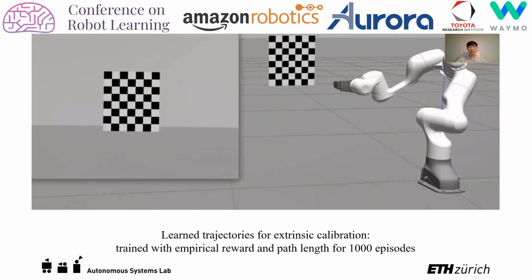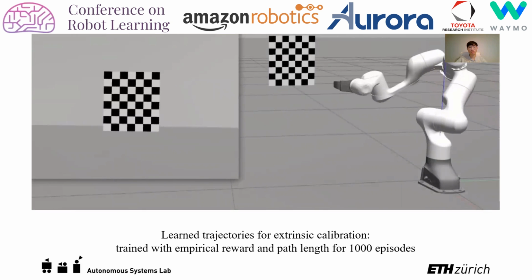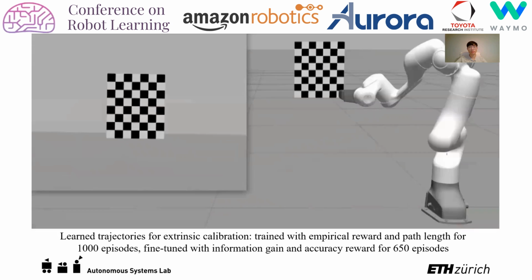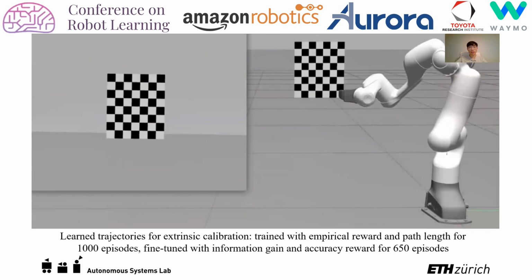Here the agent is trained for 1000 episodes with path length and empirical rewards, which is the entropy of motion in all axes. After that, we also fine-tune it with additional information gain and accuracy rewards for 650 episodes.